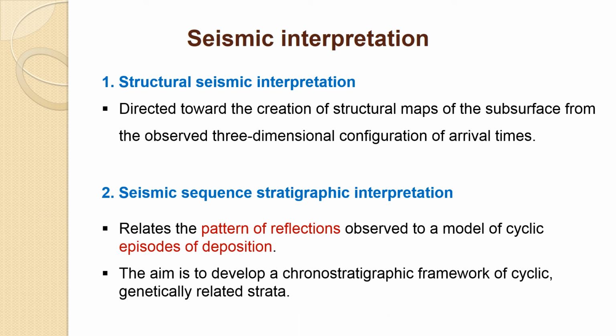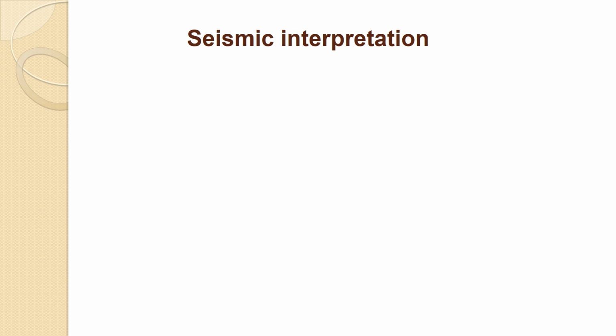And this second category has the objective of developing a chronostratigraphic framework of cyclic, genetically related strata. It will tell you which one is older, which is up, which is down, stuff like that. So this takes care of stratigraphy, and the structural seismic interpretation takes care of structure and structural maps. The third category is the lithologic interpretation.